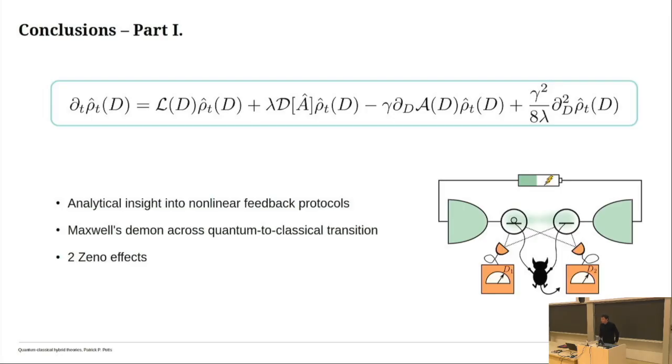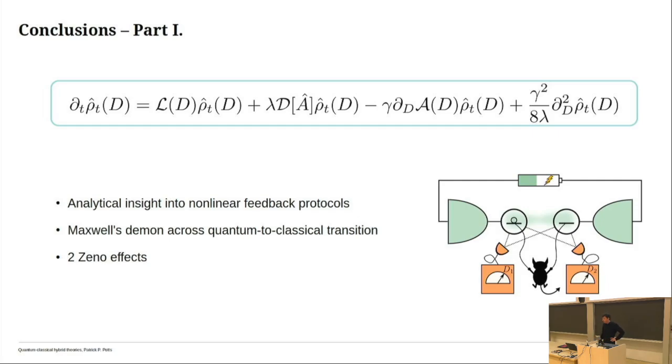Right, so this brings me to the conclusions of this first part. So I talked about this quantum Fokker-Planck master equation, which can provide analytical insight into nonlinear feedback protocols. And I showed you this example of this Maxwell demon, where we see this analytical insight in particular with these kind of two Zeno effects, and also with what happens across the quantum to classical transition.